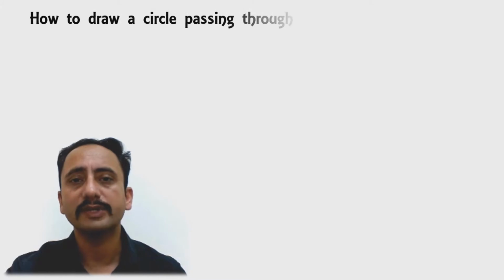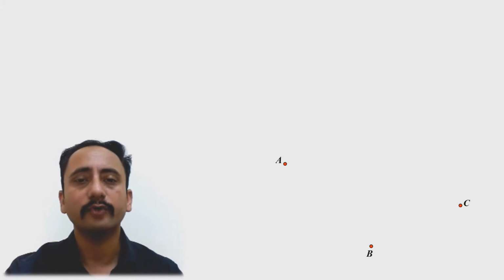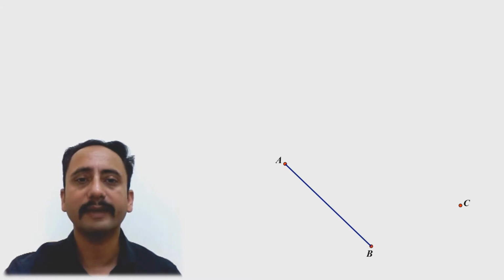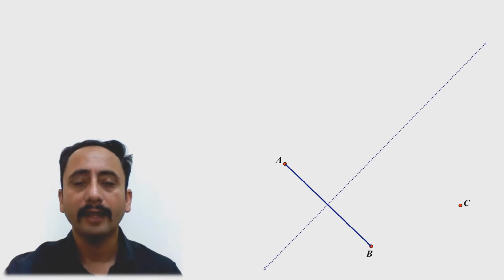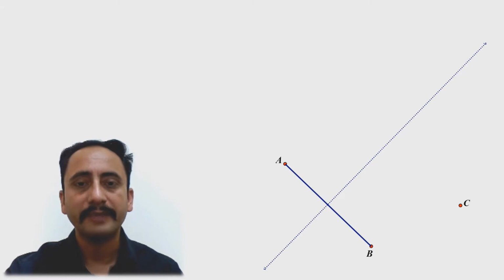Let us see how we can draw a circle which passes through three non-collinear points. Let us consider we have 3 points A, B and C. What we have to do is draw a circle which passes through all 3 points, that is A, B and C. Step number 1 is join points A and B, and then draw a perpendicular bisector to AB. Now each point which lies on this perpendicular bisector is equidistant from points A and B.